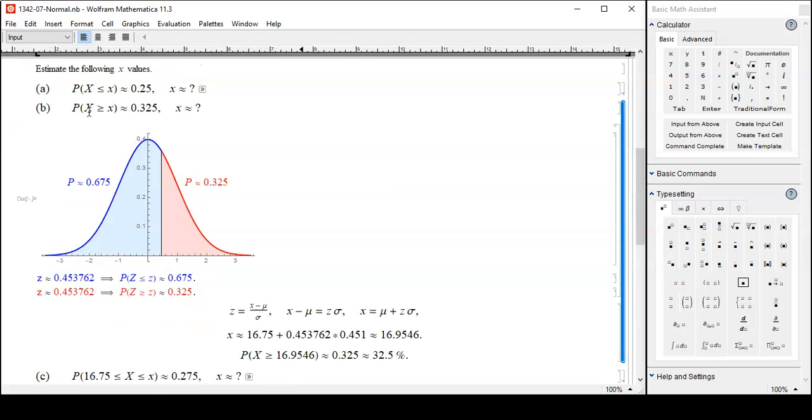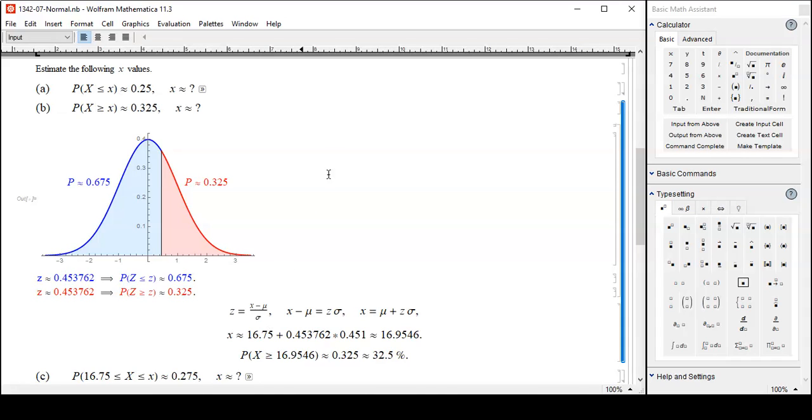So we talked about this one and that one. You see, greater than something is 0.325. So that means less than that something is 0.675, the complement probability. And look up the appropriate z-score associated with this one, and that turns out to be about 0.454 or 0.455, something like that.